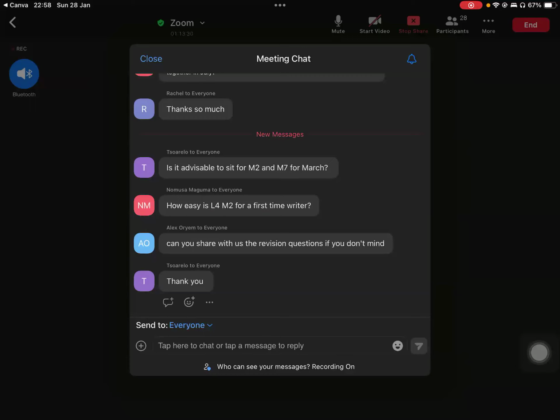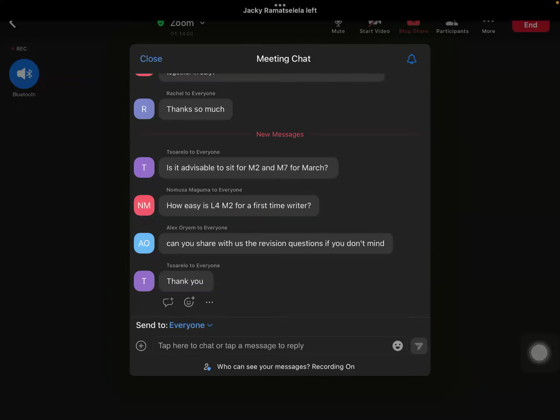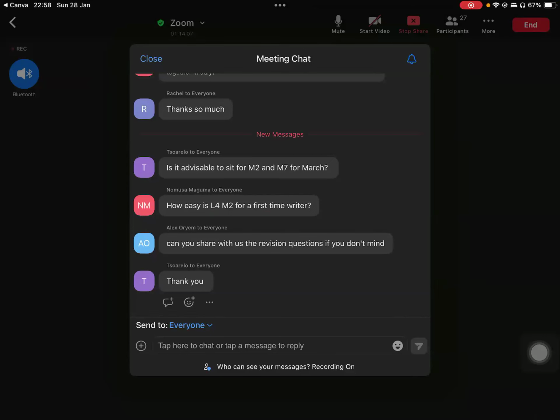Nomusa, how easy is Form 2 for a first-time writer? Okay, so for the first-time writer, it means that you are not very familiar with CIPS knowledge, and Form 2 can be quite tough. I think that for a newbie, you should try Form 6. The concepts in Form 6 are not very abstract, and they're pretty straightforward. So you can try FM6 first and gain confidence before switching back to FM2.